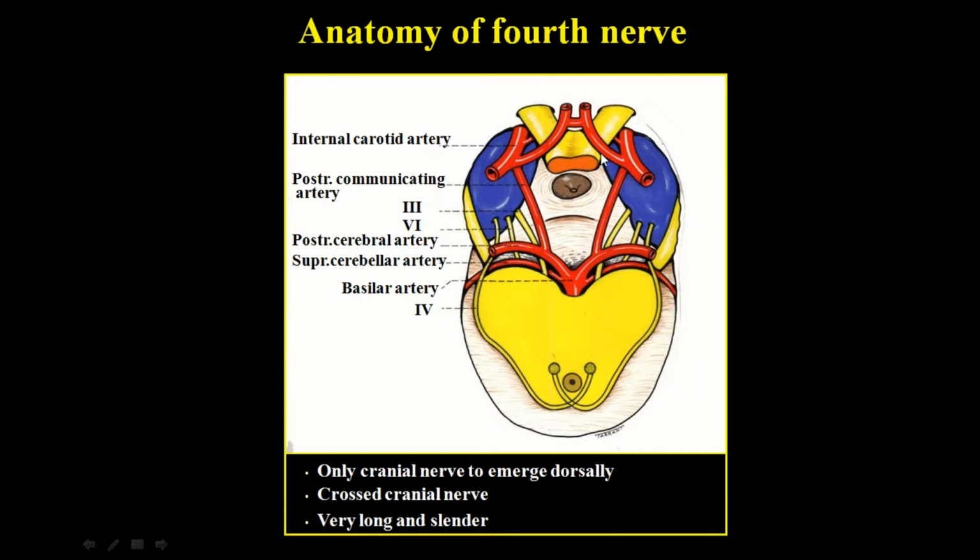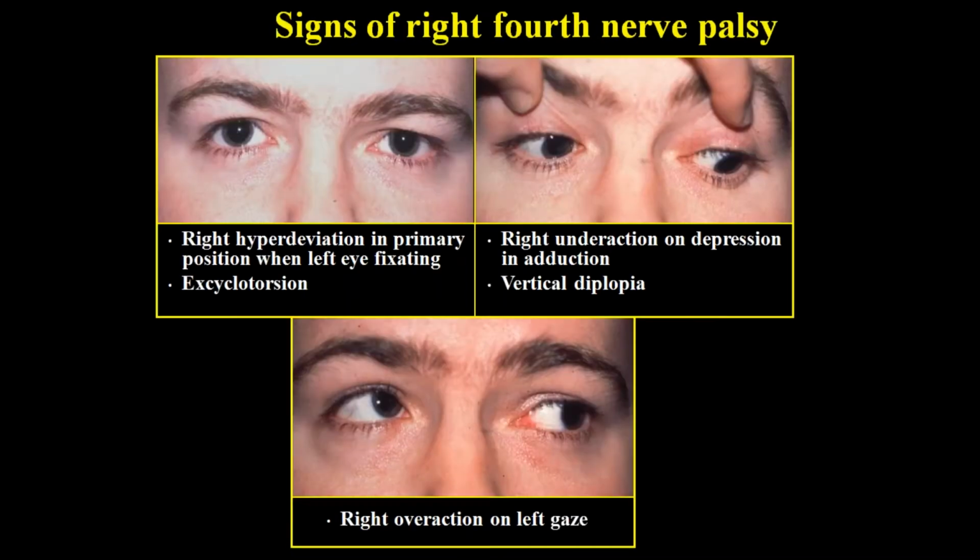So what happens when the fourth nerve is involved? There is a hyperdeviation in primary position. Now, what is deviation? If the eye is deviated towards the nose, we call it esotropia. If the eye is deviated outwards, we call it exotropia. If the eye is moved upwards, we call it hyper. If the eye has moved downwards, it is called hypo.